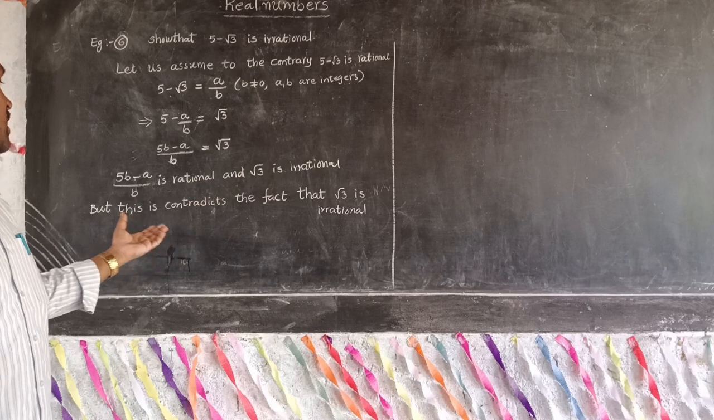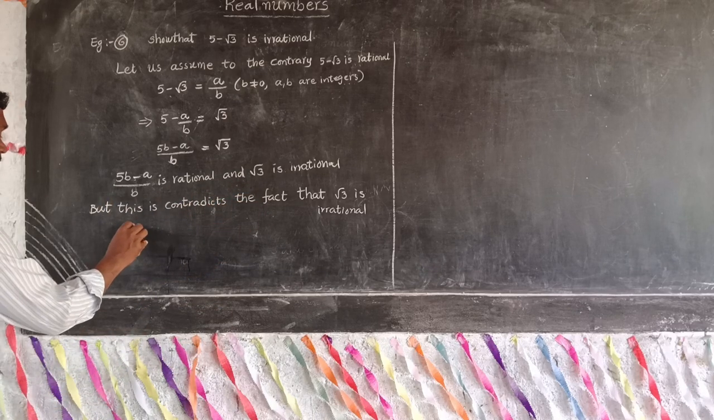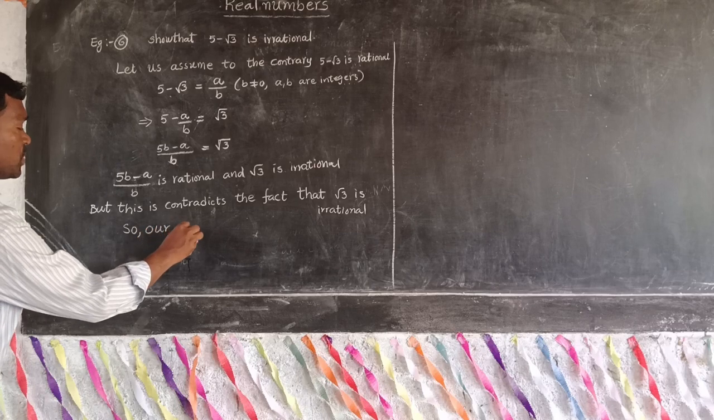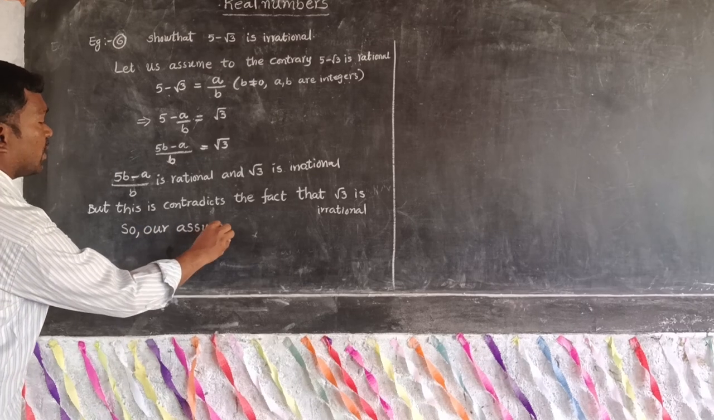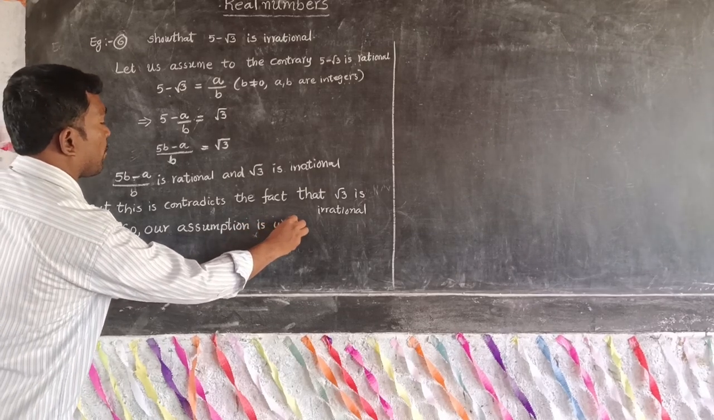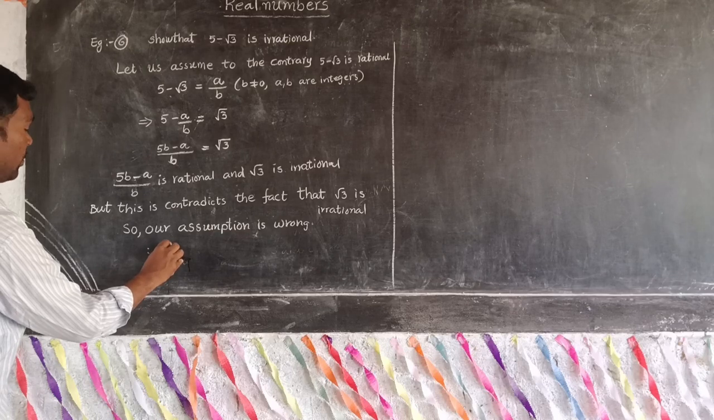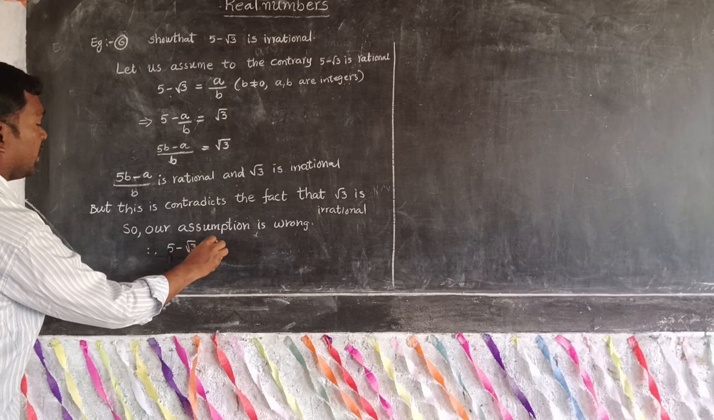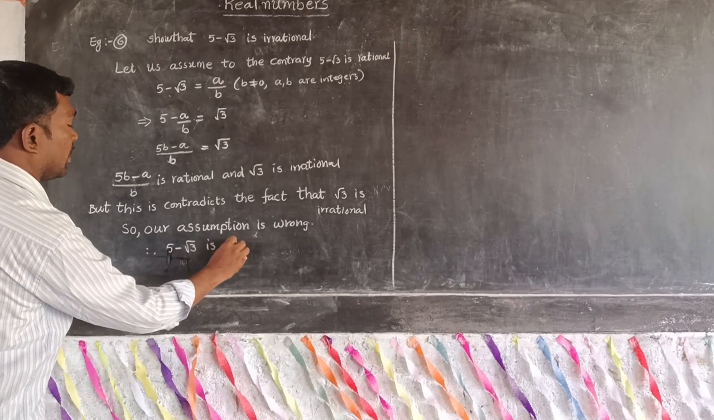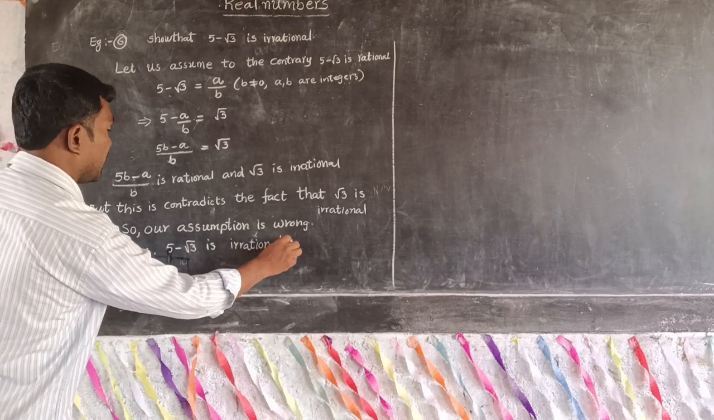Root 3 is irrational, but this contradicts root 3 being rational. So our assumption is wrong. Therefore, 5 minus root 3 is irrational.